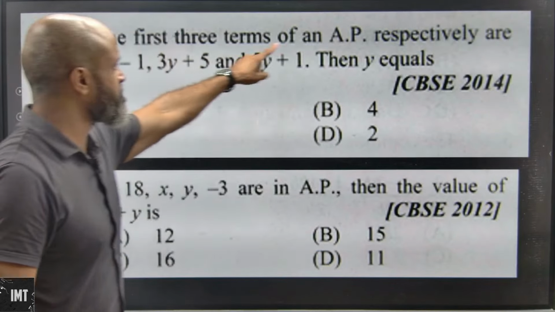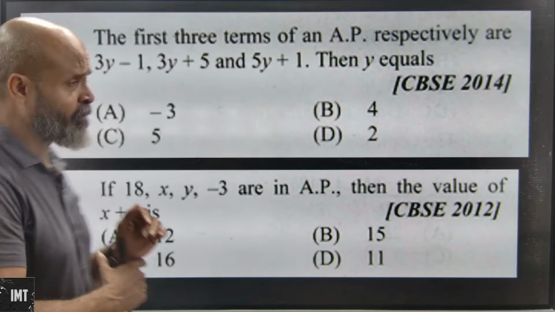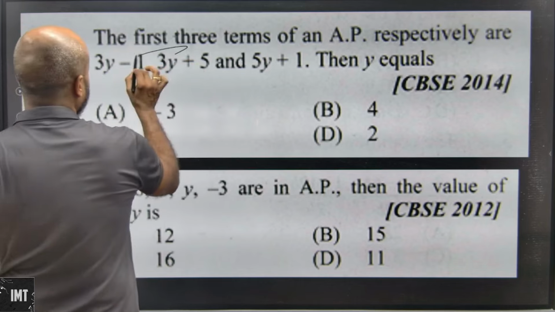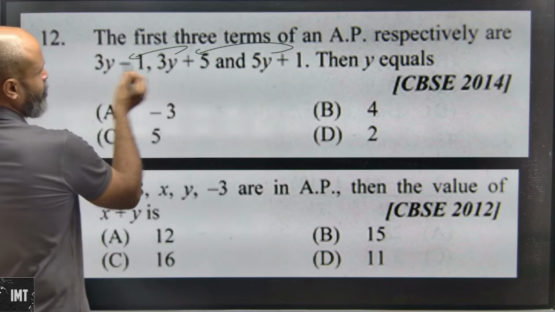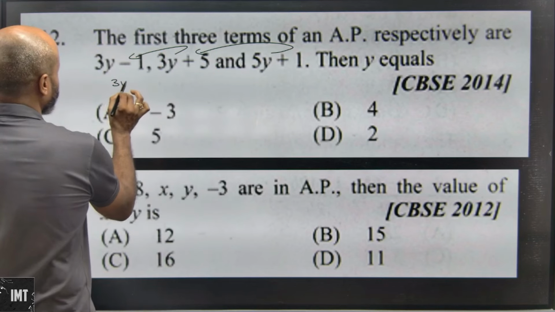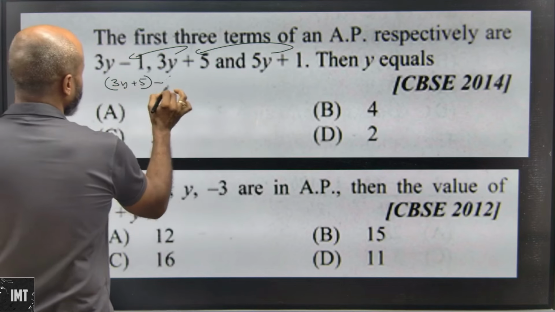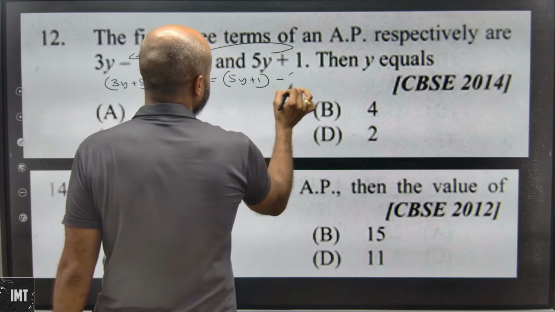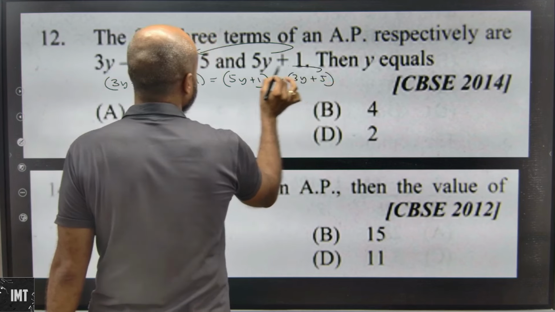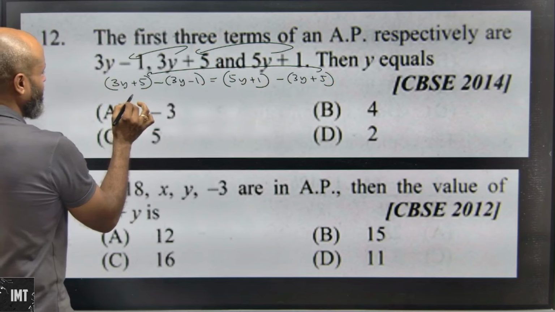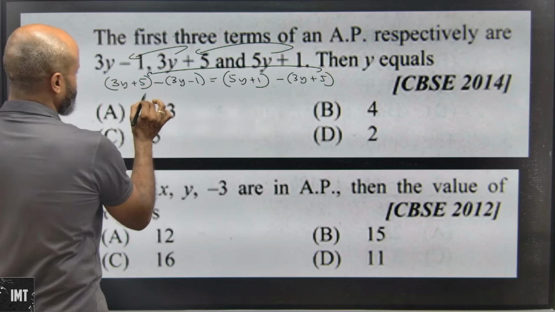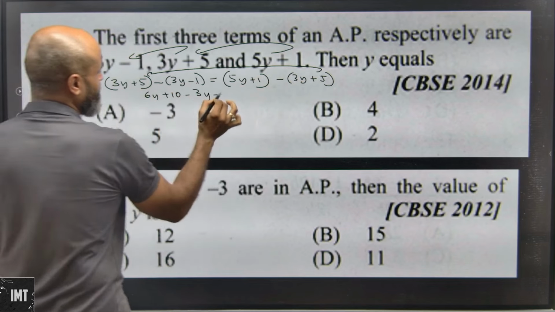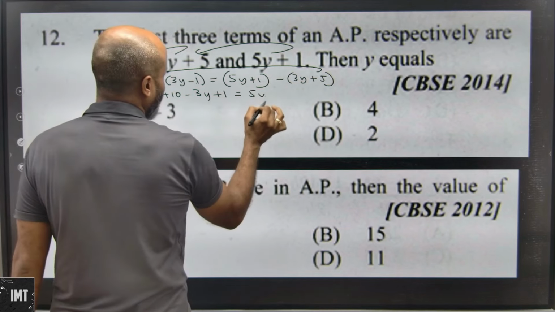Okay. The first three terms of an AP, CBSE question. The first three terms of an AP respectively are this, this and this. Then y equals what? So we subtract this from this and this from this, because both will give you what? The common difference. So here we have 3y plus 5 minus 3y minus 1 is equal to 5y plus 1 minus 3y plus 5. Now if I take this entire 3y plus 5 that side, it will be 3y plus 3y, so that will be 6y. 5 plus 5, that will be 10, minus 3y. This minus minus becomes plus 1. This is equal to 5y plus 1.